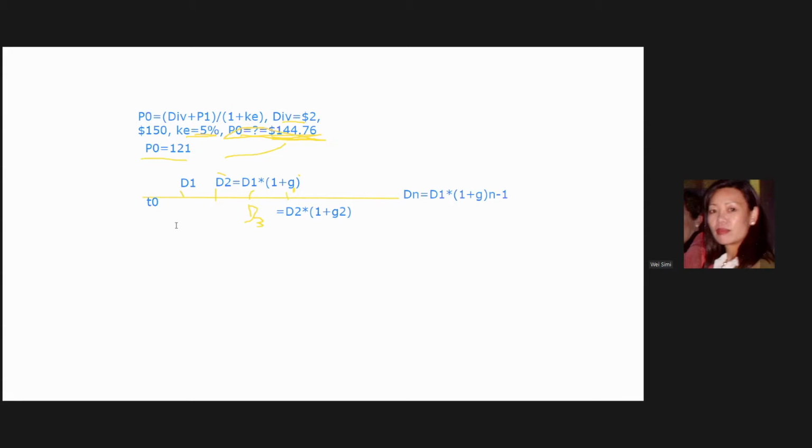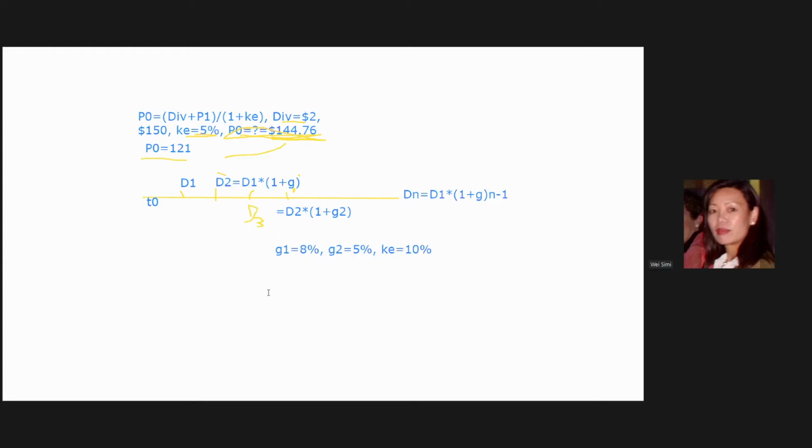So let's say, hypothetically, G1 equals, I'm going to give you a number. Assuming your startup company grows very fast in the beginning, at an 8% growth rate, okay? And then after that the company slows down, because who can grow that fast, right? So G2 equals 5%, okay? And then assume the company's required rate of return KE equals 10%, all right?